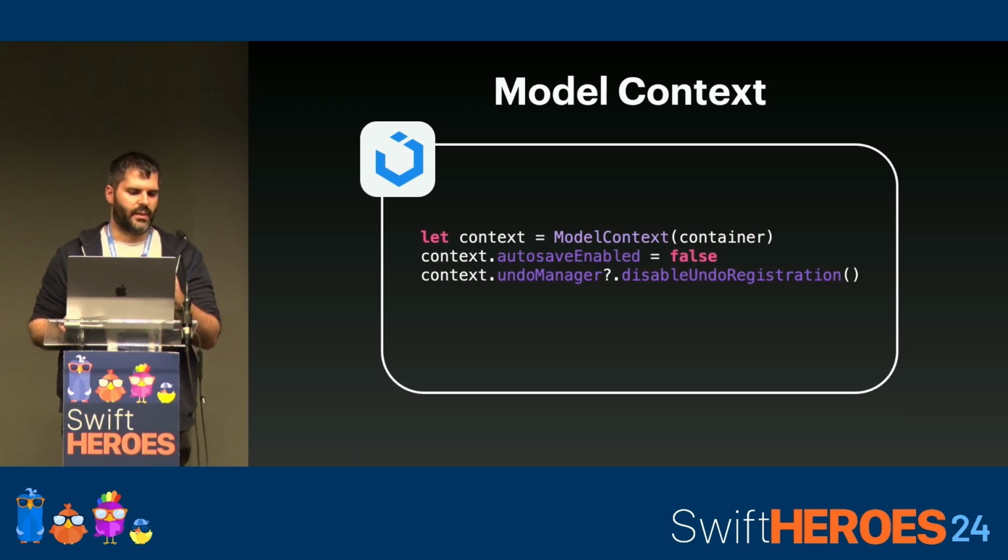Actually, in UIKit, we have a different approach. So we need to create our context. We need to define is autosave enabled with a different property. And we need to use the undo manager to disable or enable our undo registration.